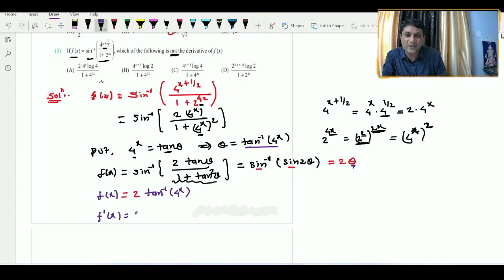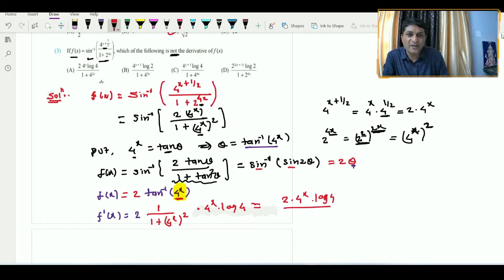f dash of x is equal to 2, keep it as it is. Here observe the function is in the form of tan inverse of f of x. What is the derivative of tan inverse of f of x? It is 1 upon 1 plus the square of 4 raised to power x, into the derivative of 4 raised to power x. The derivative of 4 raised to power x is 4 raised to power x into log 4. So here we get 2 into 4 raised to power x into log 4, and in the denominator 1 plus the square of 4 raised to power x, which can be written as 4 raised to power 2x.